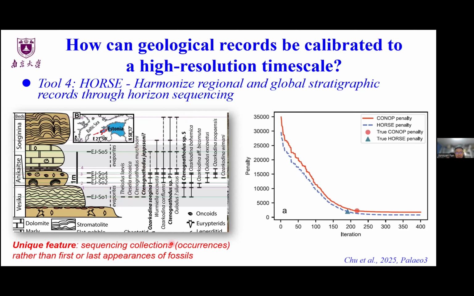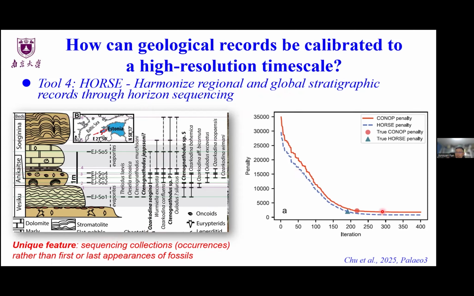If we sequence the occurrences or the local observations with a similar method from CONOP, then after a CONOP calculation we can get all the local observations calibrated into the high resolution time scale. So that's the basic idea. It tries to sequence the collections, that's the combination of the local observations rather than first appearance and last appearance of the fossils, and then they can be used for regional and also global stratigraphic correlation, but using a different method which is called horizon sequencing.